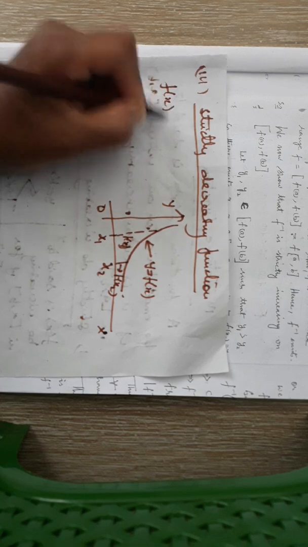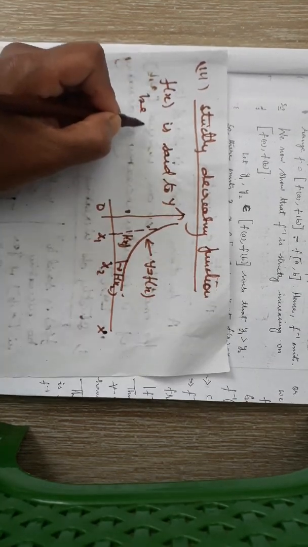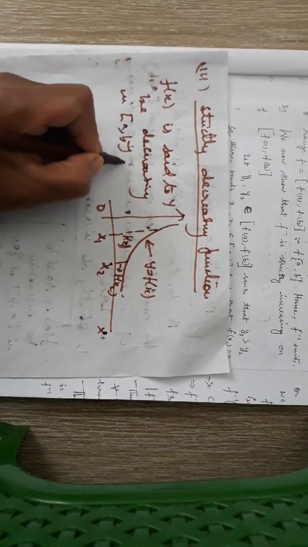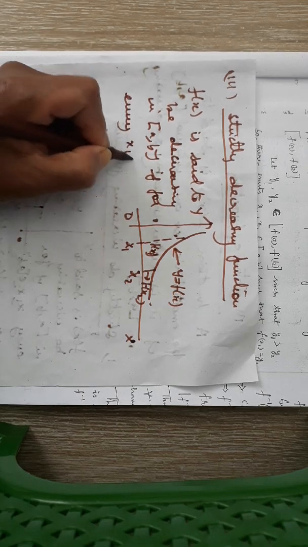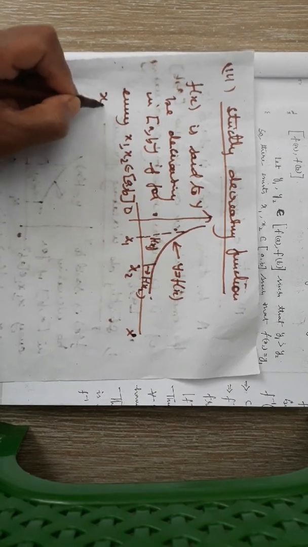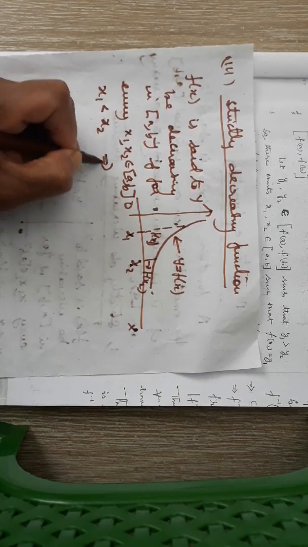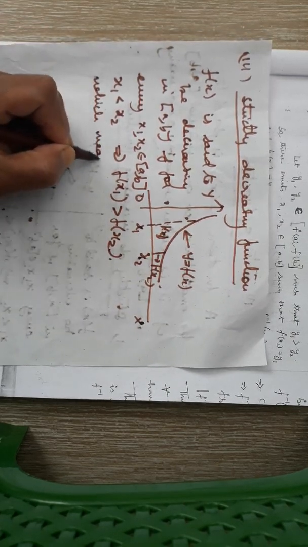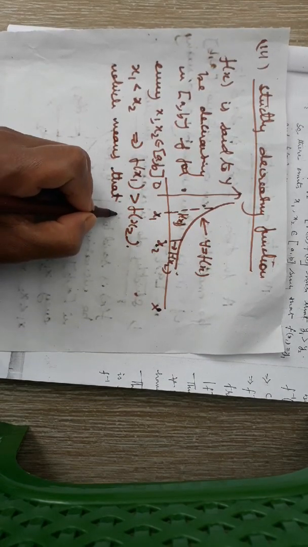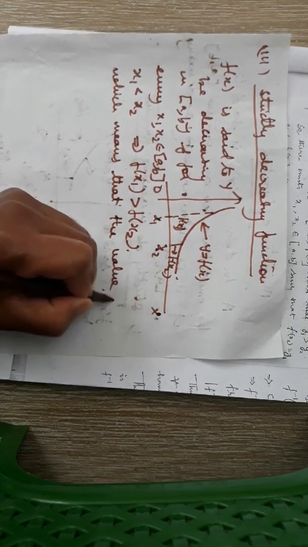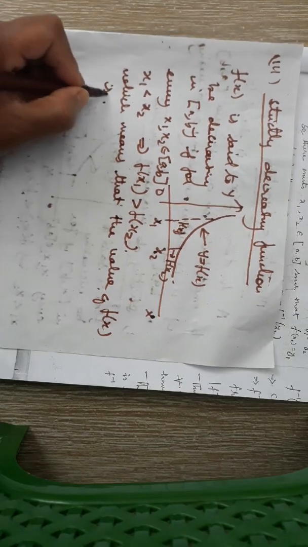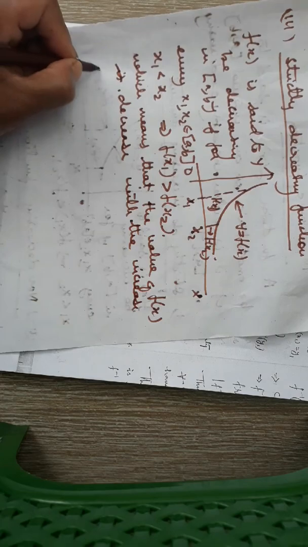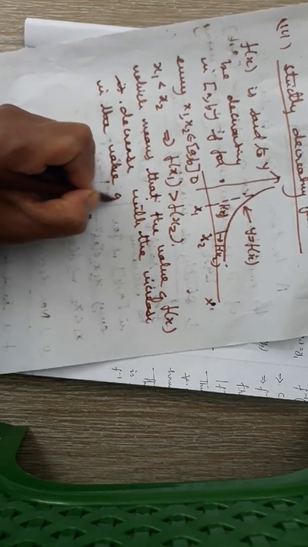So f(x) is said to be decreasing, strictly decreasing or decreasing in closed interval [a, b] if for every x1, x2 belonging to [a, b] with x1 less than x2, here x1 less than x2 implies f of x1 is greater than f of x2, which means that the value of f(x) decreases with the increase in the value of x.